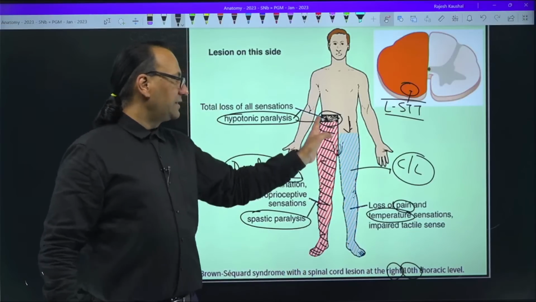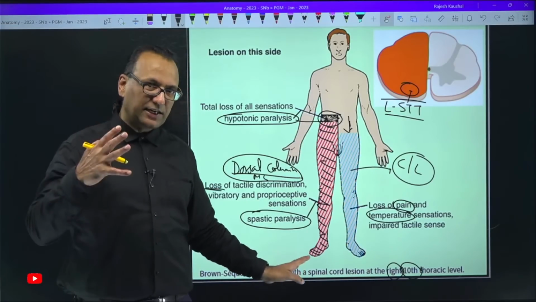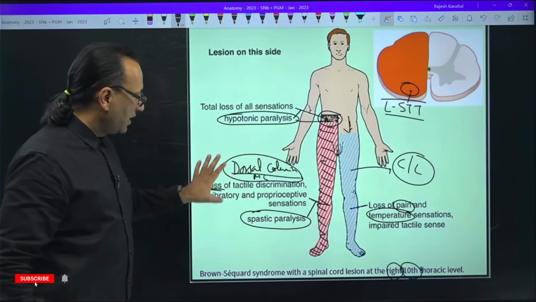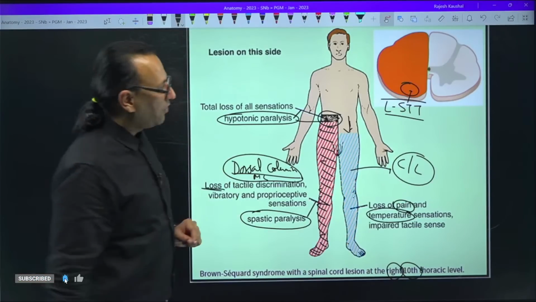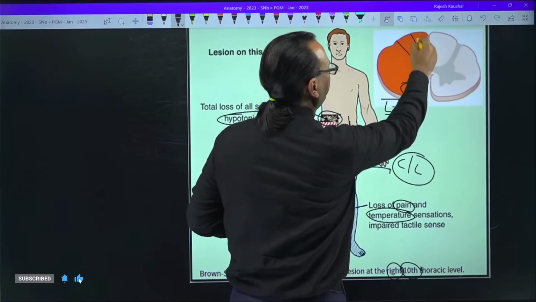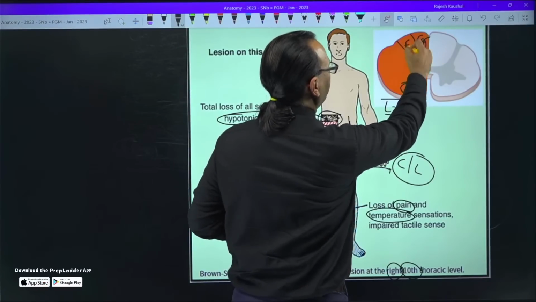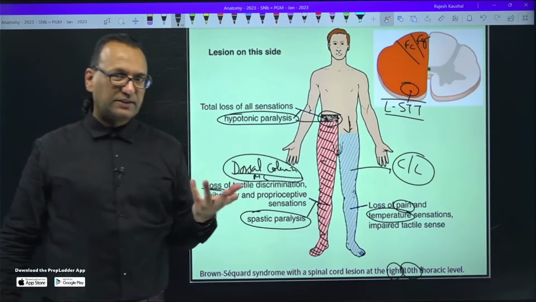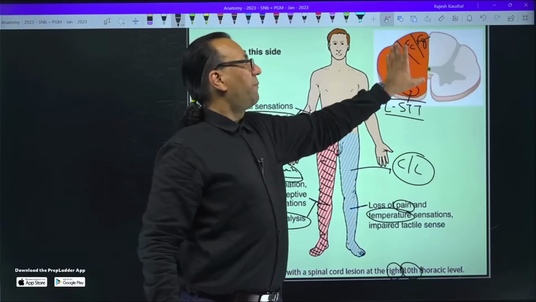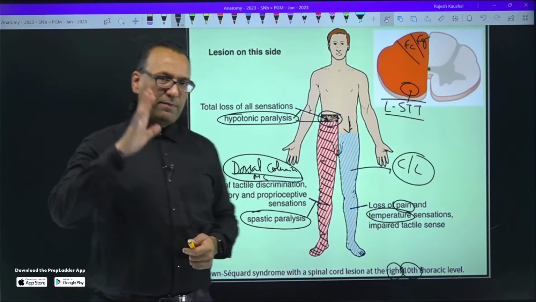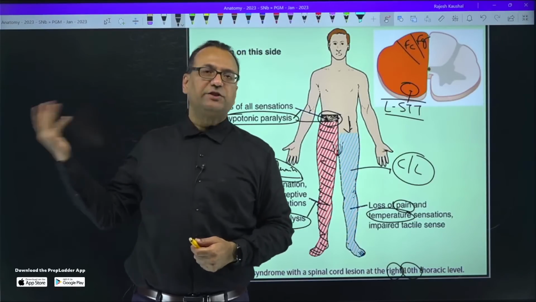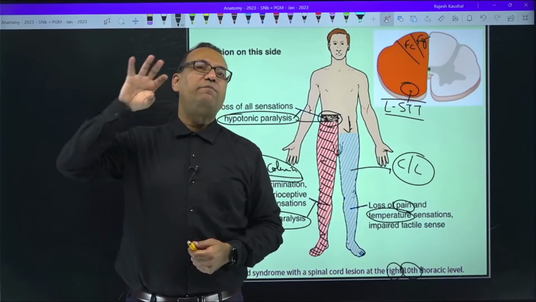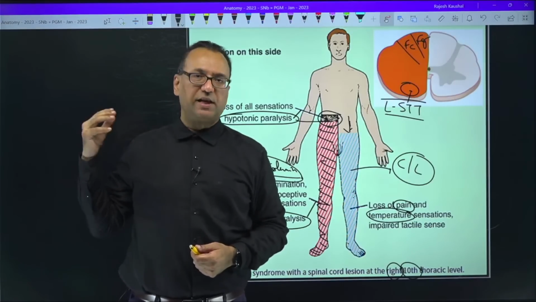Why is there ipsilateral loss of the 5 sensations carried by the dorsal column on the same side? Because the dorsal column, which is fasciculus gracilis and fasciculus cuneatus, was compromised, and whatever, maybe the Pacinian corpuscle carrying pressure or the Meissner corpuscle carrying tactile discrimination from the right side.